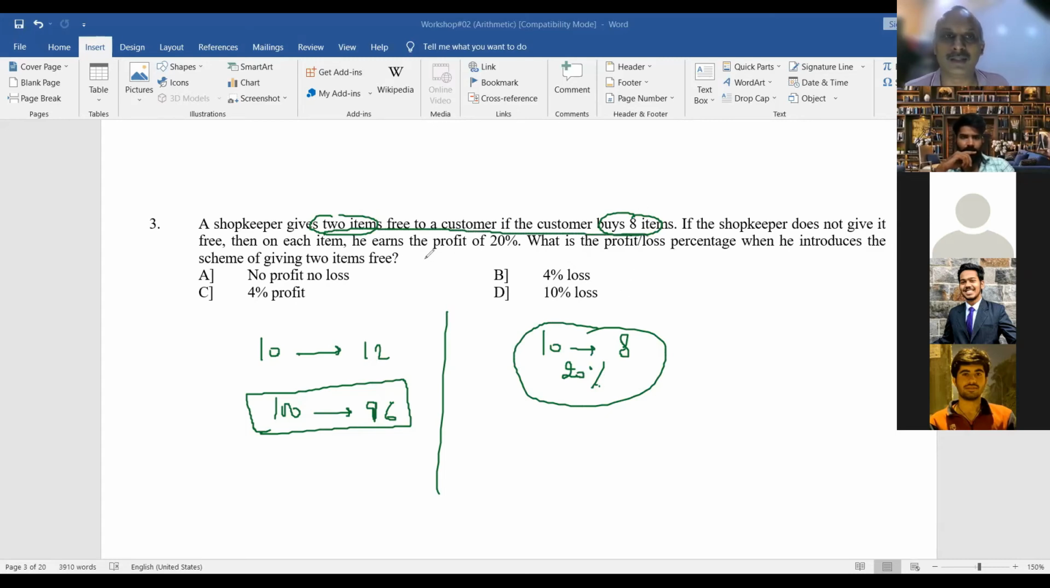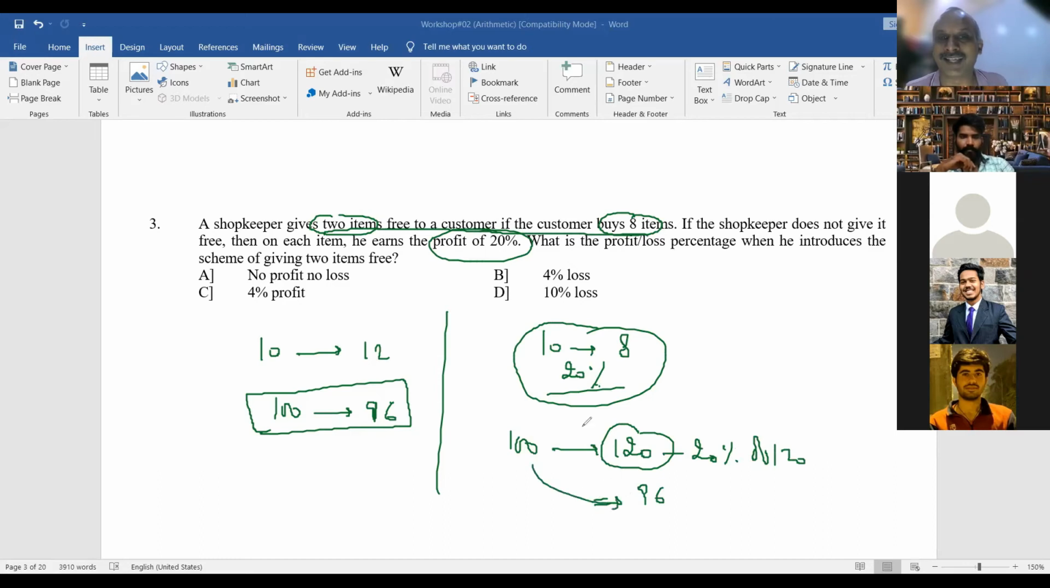Now, suppose the CP of something is 100 rupees and he is getting a profit of 20%, so his selling price would be 120, on which he's giving a discount of 20%. So minus 20% of 120 gives me 96. And that means it's a case of 4% loss.